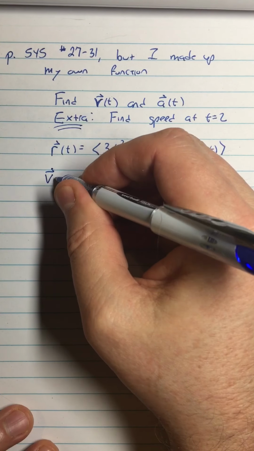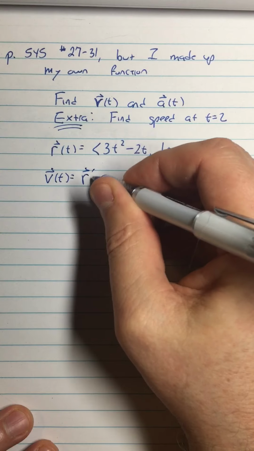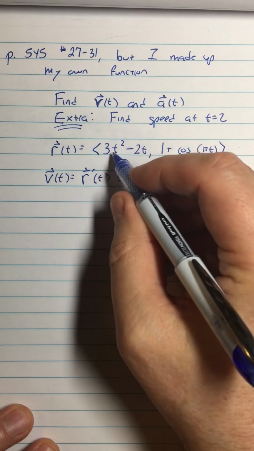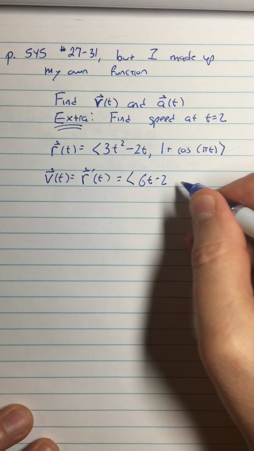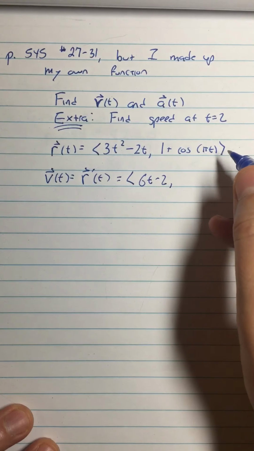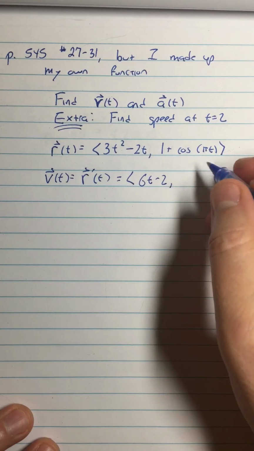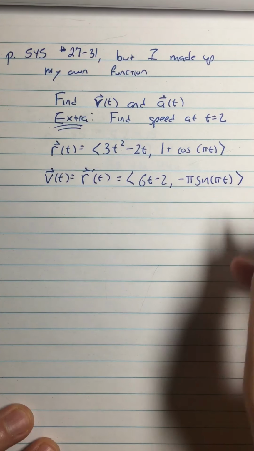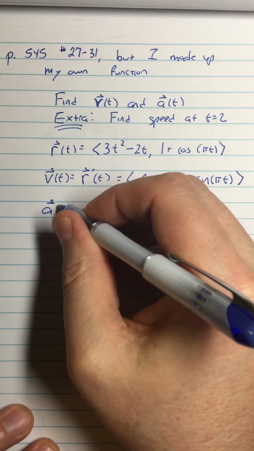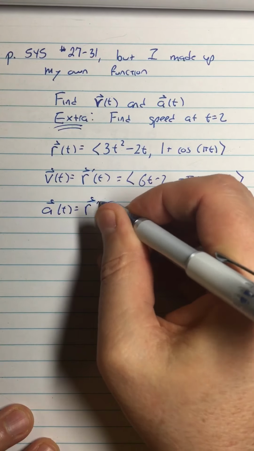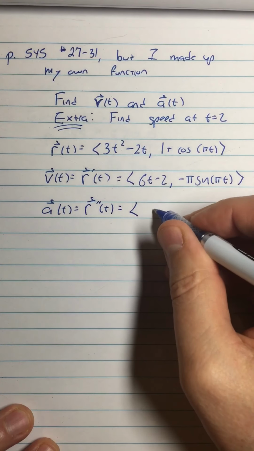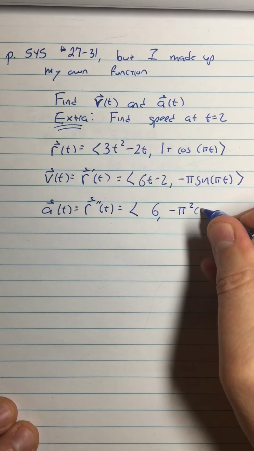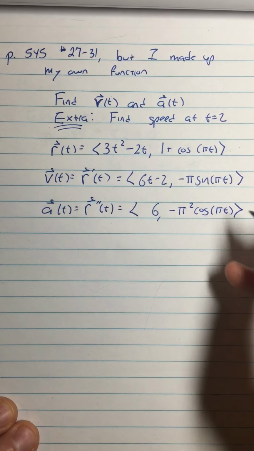So the velocity vector is equal to the derivative of the position vector. They use r for position vector. It's not a bad idea, it's fairly common. I just do the derivative of these things. This is so easy: 6t minus 2. The 1 goes away. Chain rule here, so it's negative pi sine of pi t. And then the acceleration at time t is r double prime of t, so I just do the derivative of this. I have 6, and then negative pi squared cosine of pi t. Ta-da, that's it.